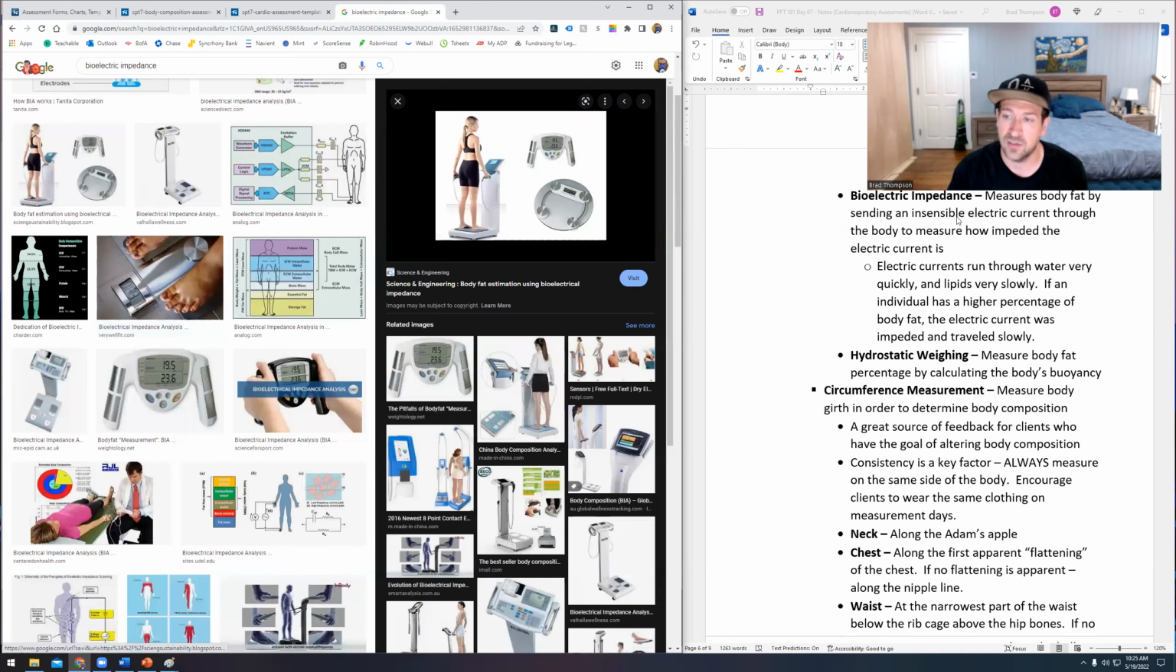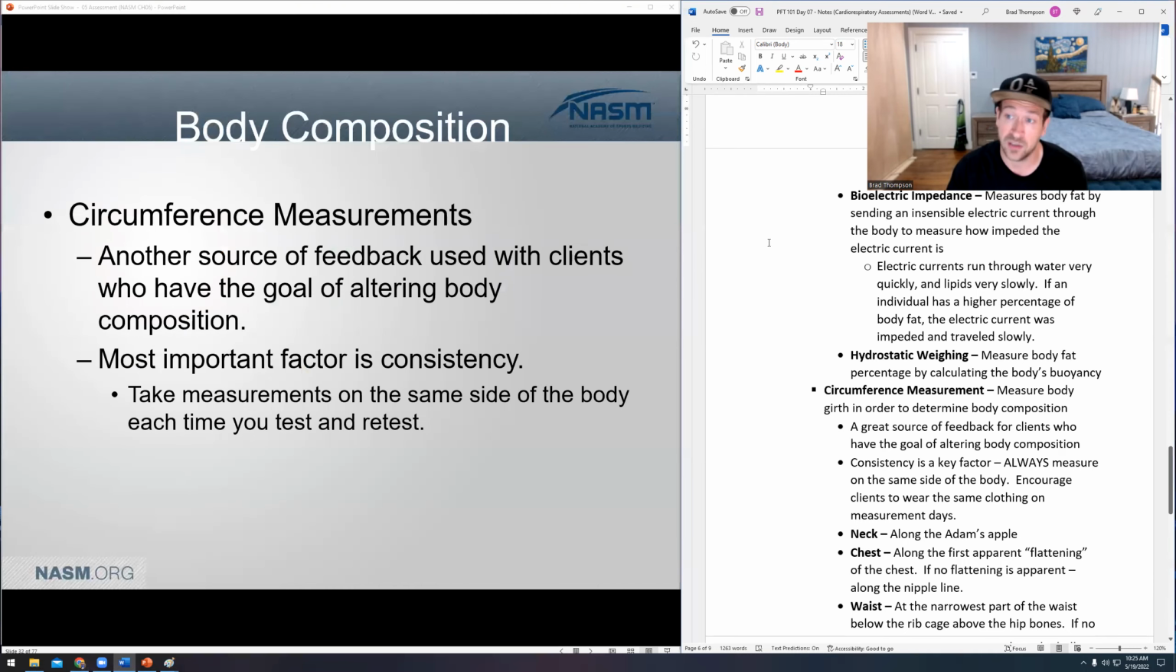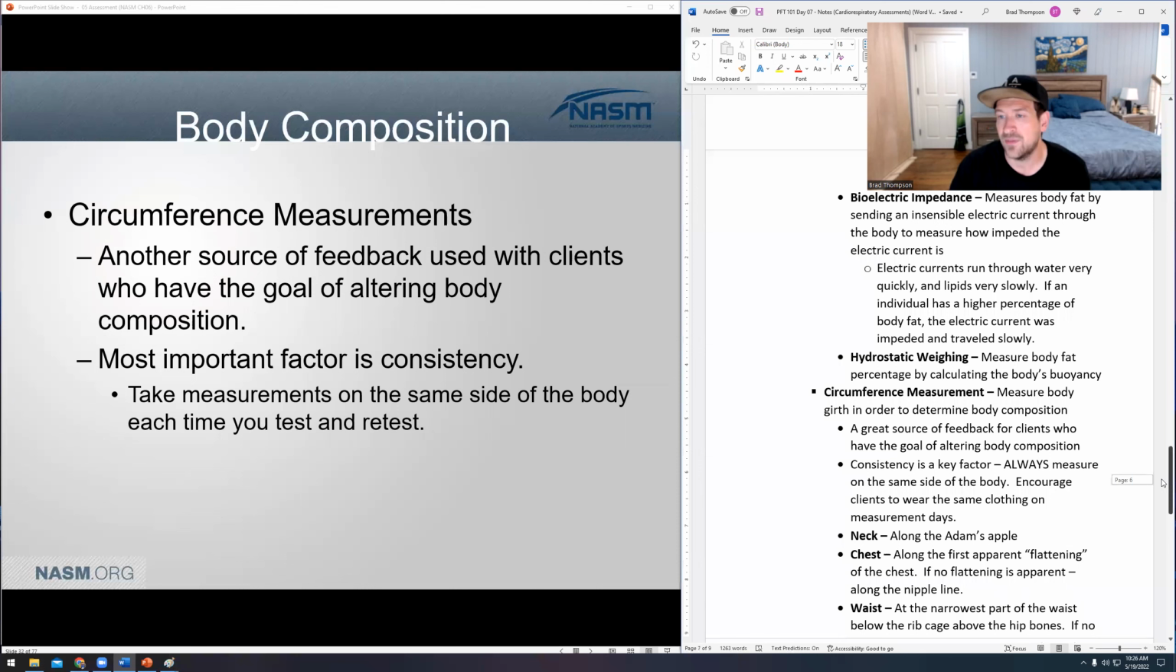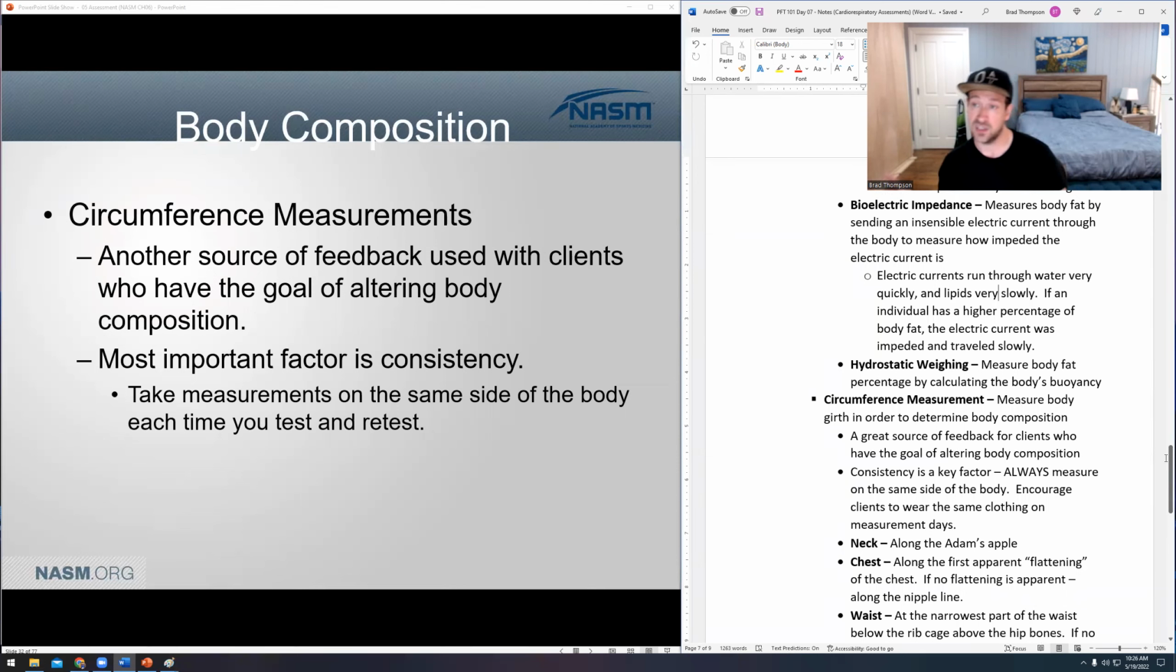So it's running an electric current from point A to point B. Just as a science, we know that electricity travels through water very fast. And the only tissue in your body that doesn't have a lot of water in it is your body fat. Most of that is lipids. It's oil versus water, right? So if that electricity travels very slowly, that indicates a higher body fat percentage. If it travels very quickly, it represents a lower body fat percentage because it's traveling through water instead of fat. So that's how that works if you were ever wondering. But bioelectric impedance is just an electric current.